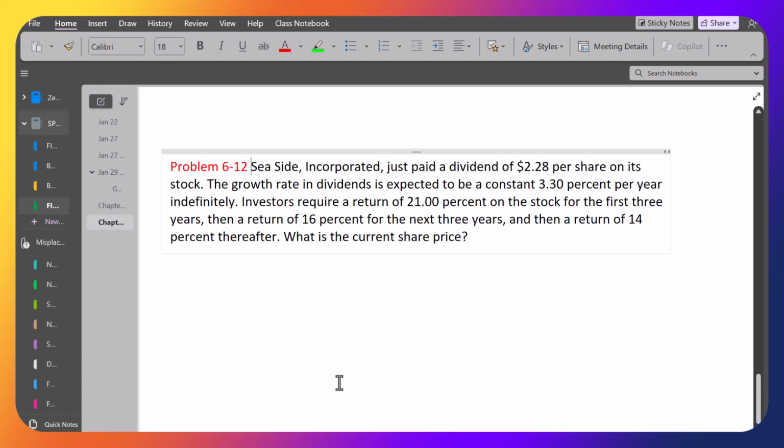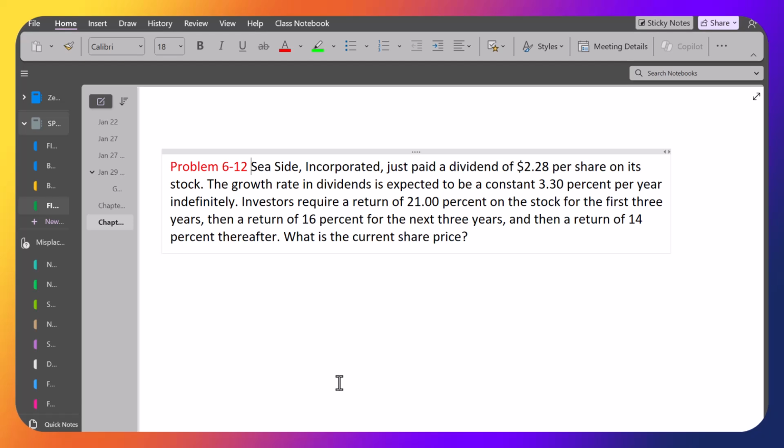Seaside Incorporated just paid a dividend of $2.28 per share on its stock. The growth rate in dividend is expected to be a constant 3.3% per year indefinitely. Investors require a return of 21% on the stock for the first 3 years, then a return of 16% for the next 3 years, and then a return of 14% thereafter. What is the current share price?